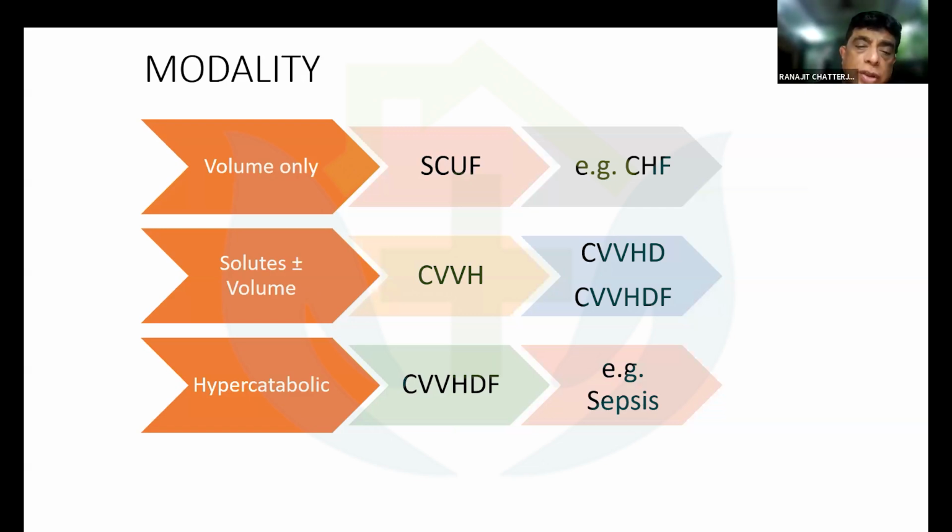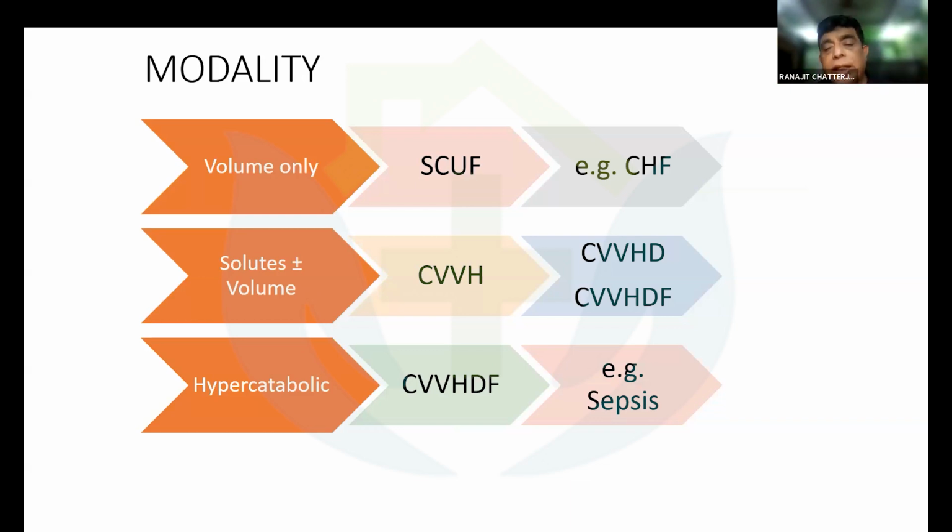So which one? If I want to remove volume, I'll select a slow continuous ultrafiltration. If I want to remove solutes plus volume, I'll take a continuous veno-venous hemofiltration or veno-venous hemodialysis or a diafiltration. Now you should know the difference between these, because I don't have shortage of time, because CRRT is a vast chapter. I'll definitely take another class for this.